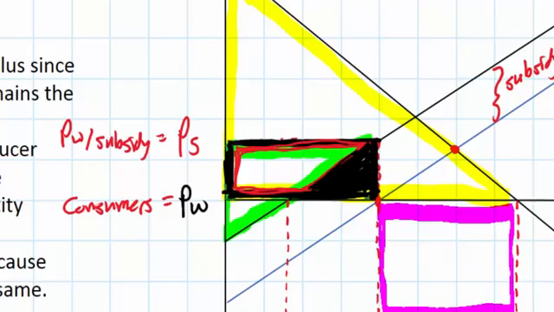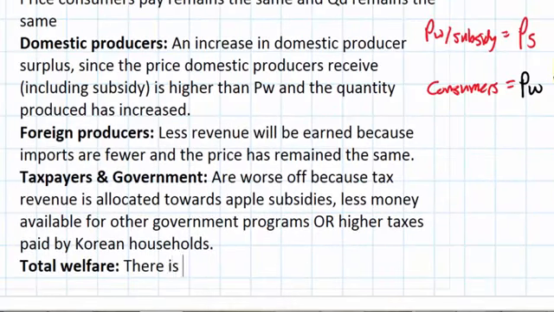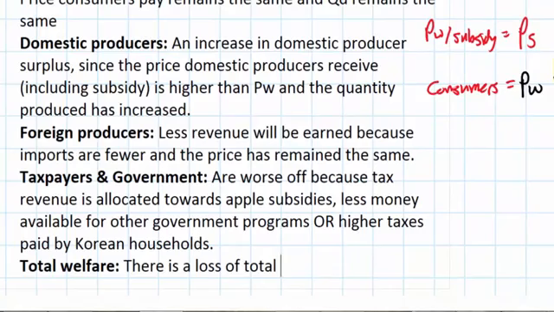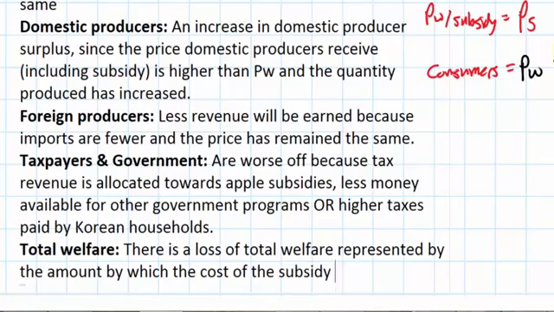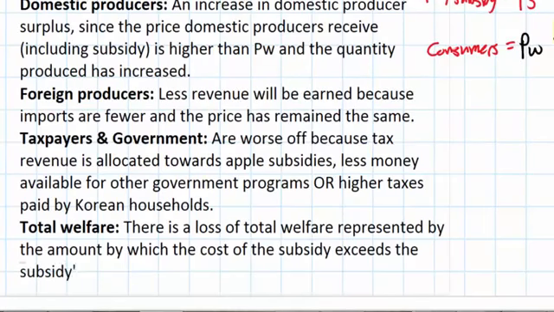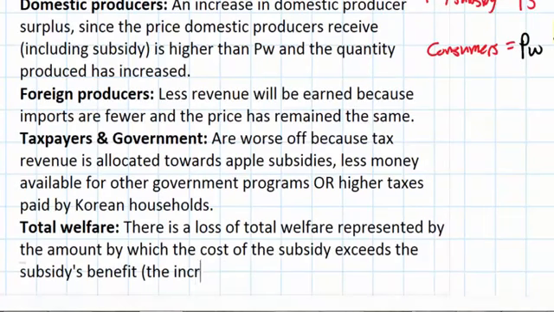The black shaded area on my graph represents, what do you think? Well, what does black represent in other graphs that I've used in this unit? It represents the loss of total welfare. We can say that there is a loss of total welfare represented by the amount by which the cost of the subsidy exceeds the subsidy's benefit, which was the increase in producer surplus.